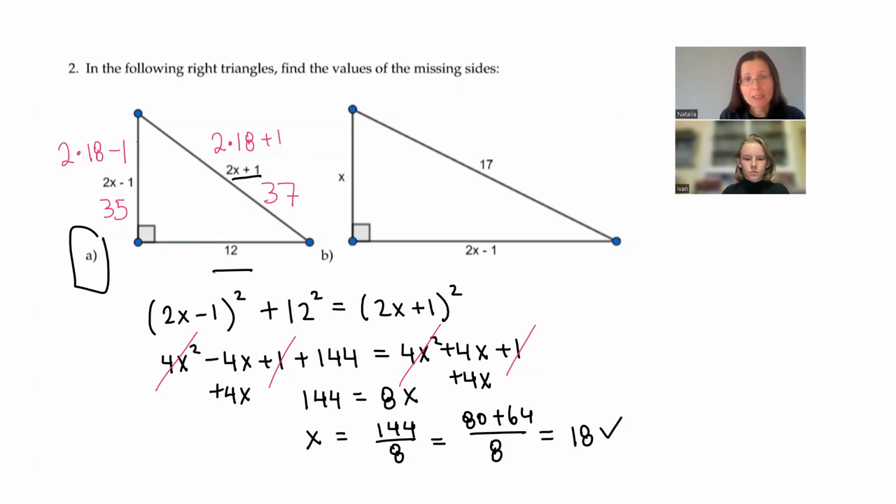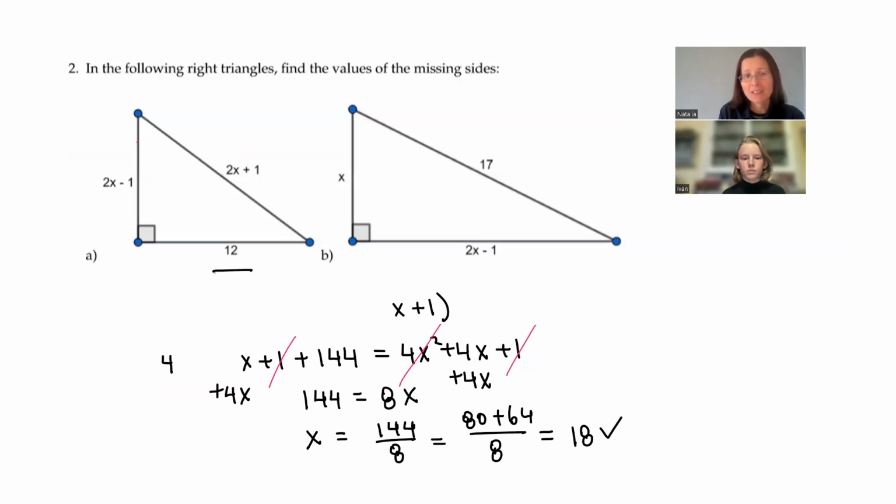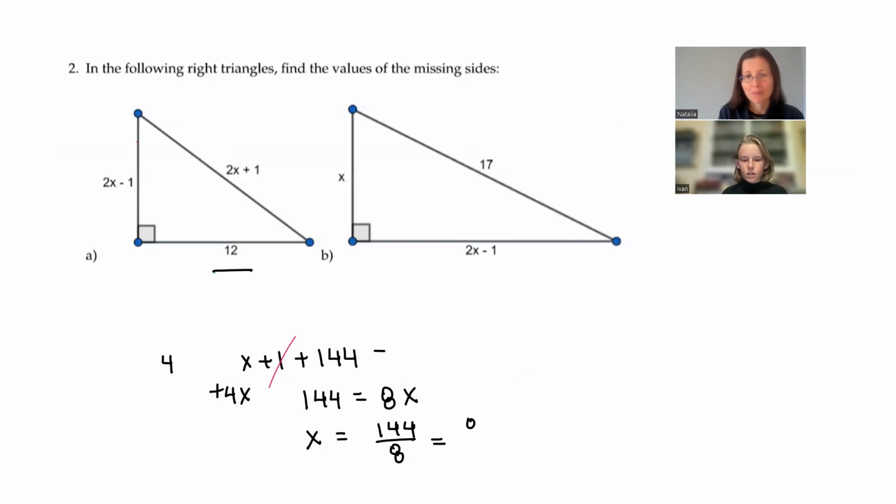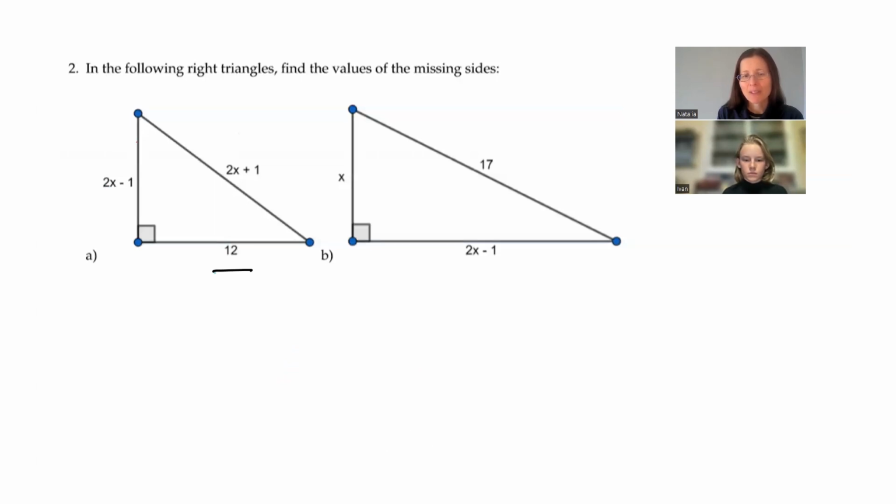So that's part A. Let's do part B. We also have a right triangle in part B. And should we do the Pythagorean theorem again? Yeah. All right, let's do the Pythagorean theorem. However, this time the x squared terms will not cancel, so we will have to do a bit more work. Tell me what to write for the Pythagorean theorem.